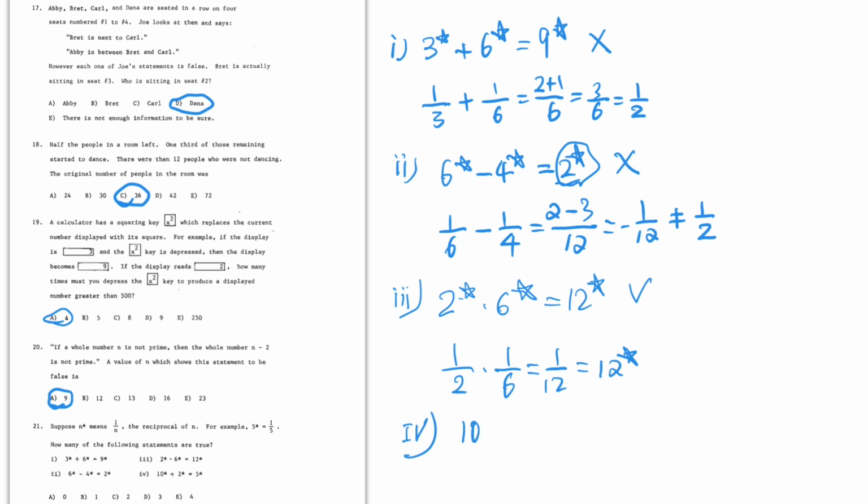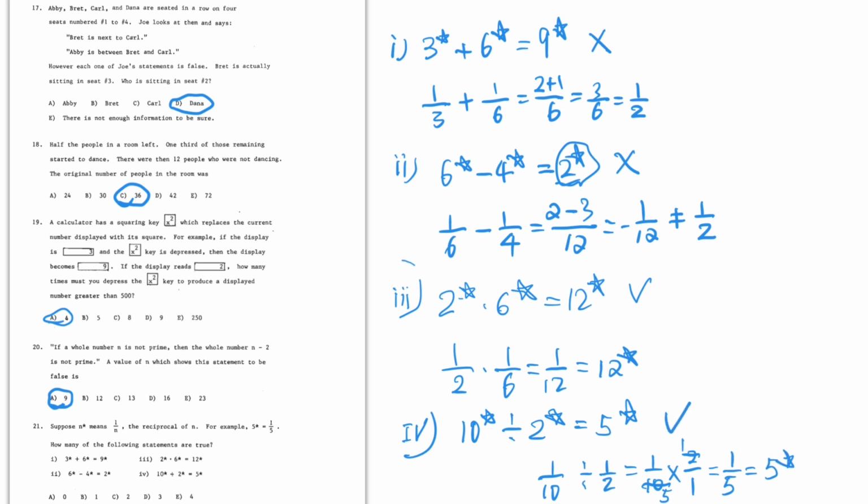The fourth statement: 10 star divided by 2 star equals 5 star. So 10 star is 1 over 10 divided by 1 over 2, equal to 1 over 10 times the reciprocal, 2 over 1. Cancel 2. It's 1 over 5. That's 5 star. So the statement is true. So the third and the fourth statements are true. So only 2 statements are true. Therefore, the answer is C.